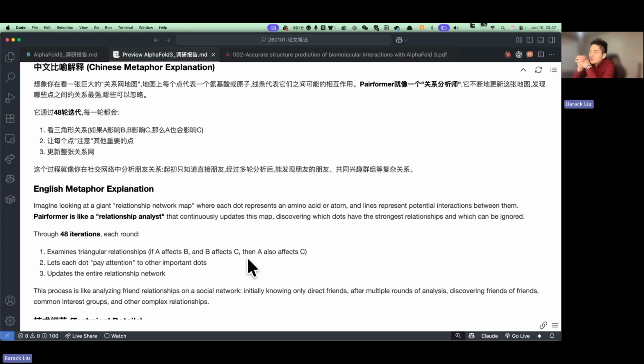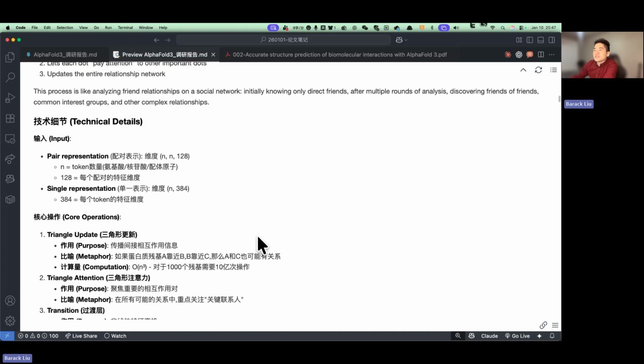Initially, knowing only direct friends. After multiple rounds of analysis, discovering friends of friends, common interest groups, and other complex relationships. Technical details.